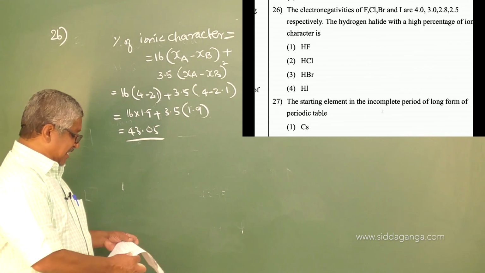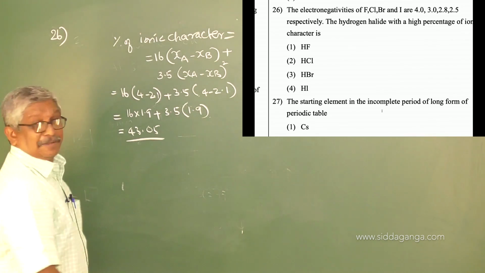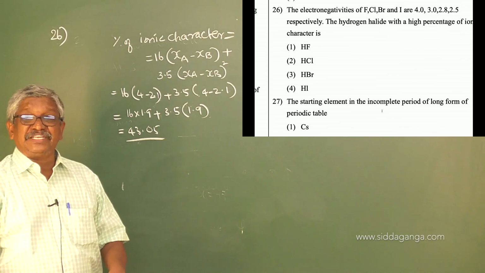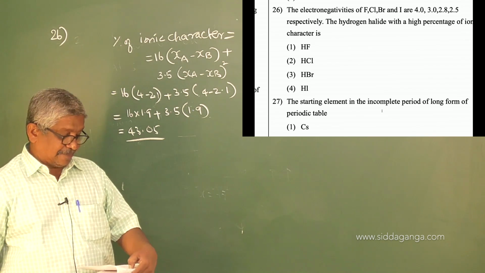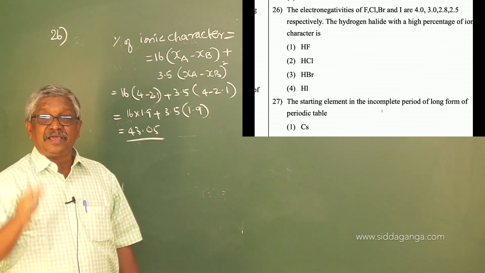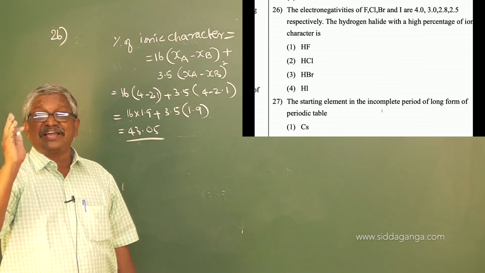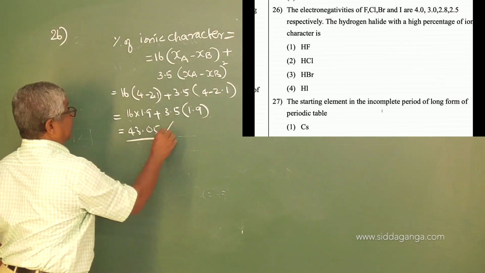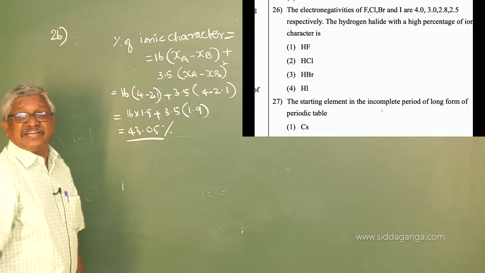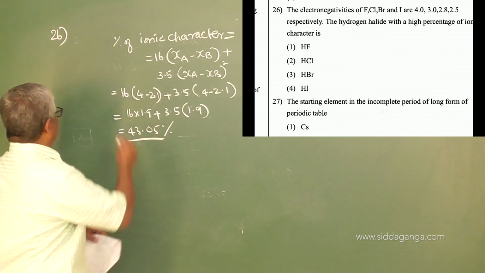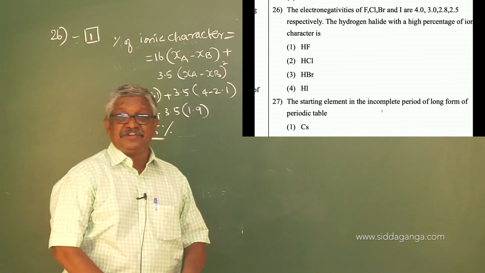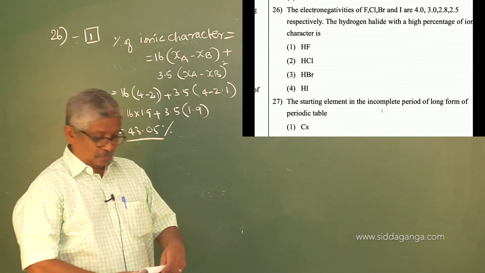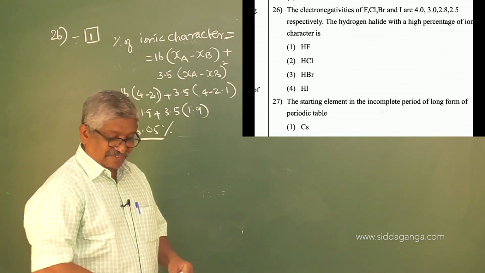HCl gives only about 17, HBr gives about 12, and HI gives about 6. A higher percentage of ionic character comes only for hydrogen fluoride. So option 1, hydrogen fluoride, is the answer. Question number 27.